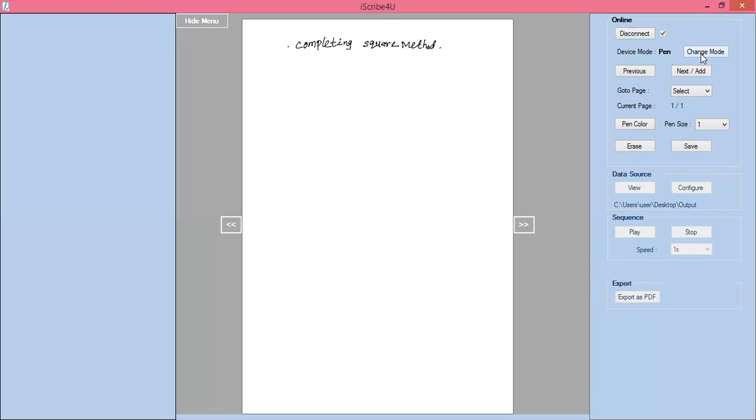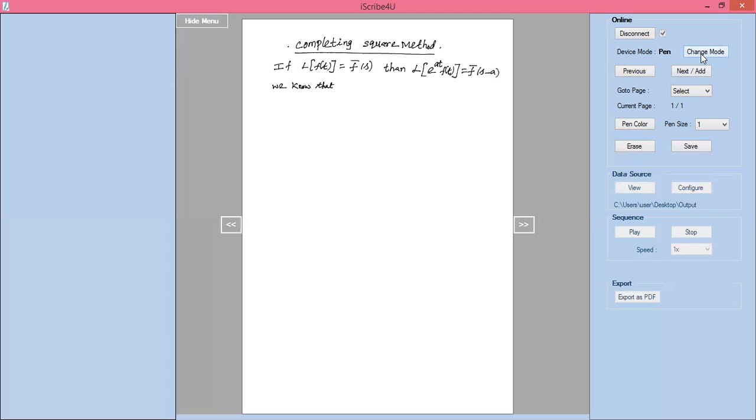What does the completing square method mean? In Laplace transforms, we have seen the shifting property. If L of f of t equals f bar of s, then L of e power at into f of t equals f bar of s minus a. We know that already. These are the basics, the basic formula.